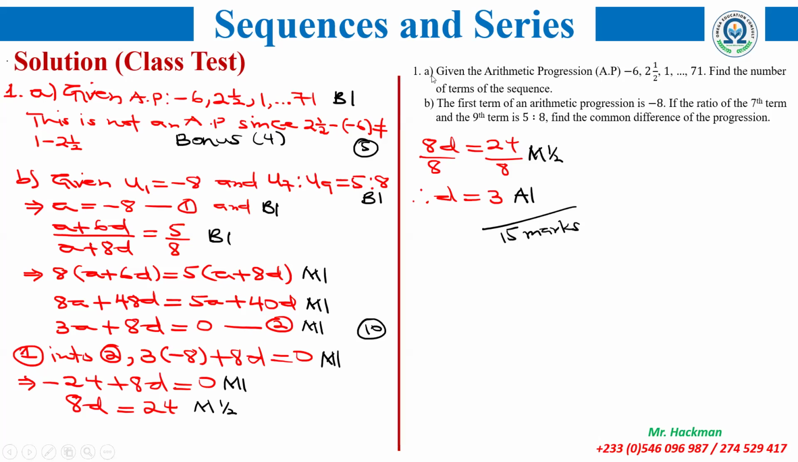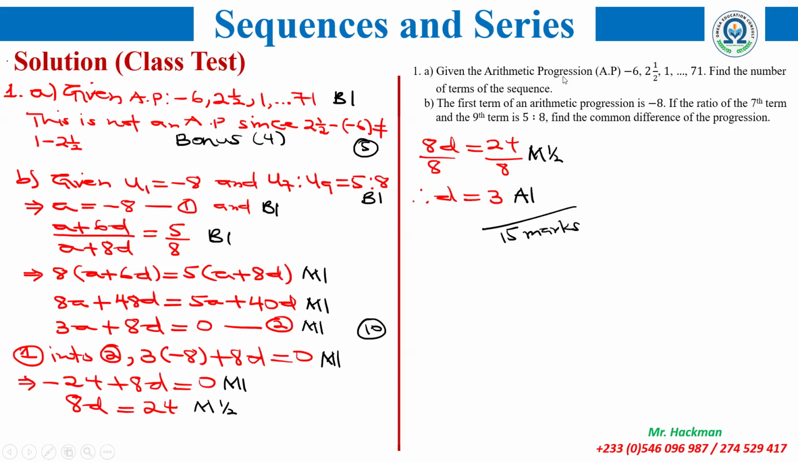Question A, the first question. Given the arithmetic progression, AP, this is what you were given. Find the number of terms of the sequence. So as usual, the first thing that you write is Solution. For the class test it is not necessary, but I decided to write it there.